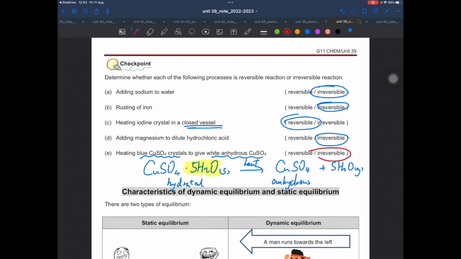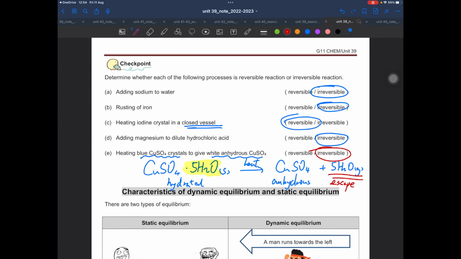The point is, there is something missing in our statement: a closed vessel. Without a closed vessel, the steam will all escape and be gone. After it is gone, there is no point for the anhydrous crystal to capture the steam anymore. So sorry to say, this is an irreversible process.